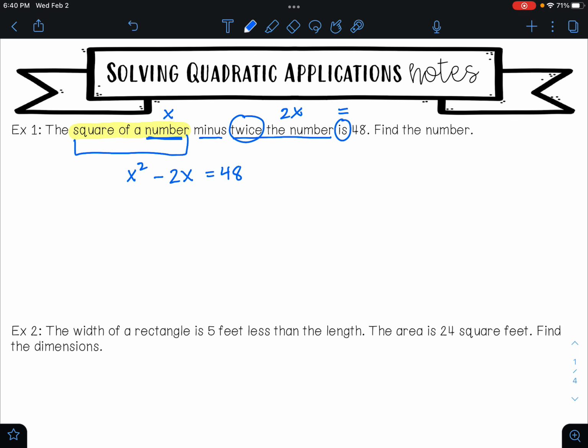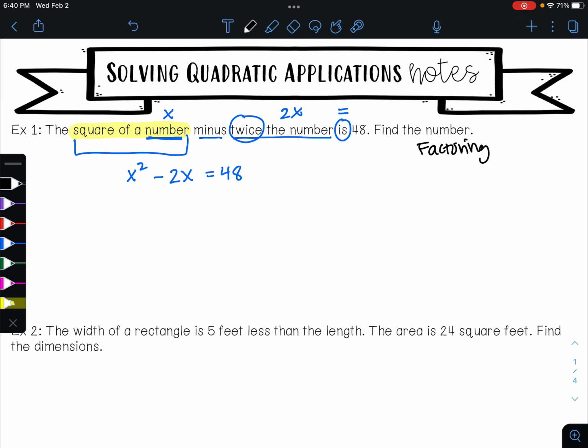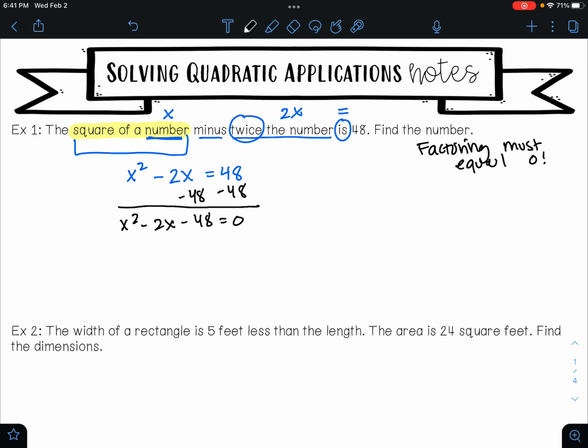To solve by factoring, I need to make this equal 0. So to do that, I'm going to subtract 48 on both sides. And I'll have x squared minus 2x minus 48 equals 0. Now remember, the quadratic formula would work every time. So if you didn't want to see if it was factorable, you could always solve by quadratic formula and do it that way. We are solving by factoring because I know that this one is factorable.